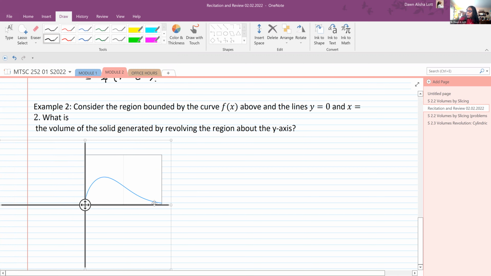Okay. So here we have the region, and we want to revolve it around the x-axis. When I revolve it around the x-axis, it's going to come down here like this, like that, as best as I can make it. Maybe it's got a little steeper.